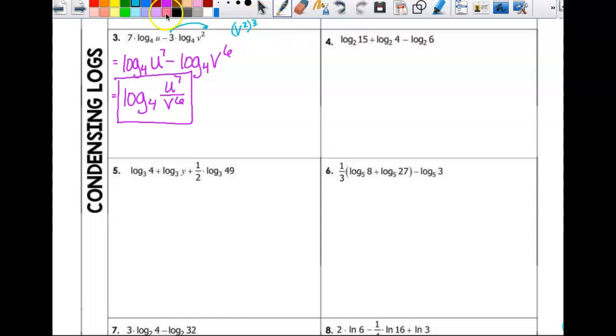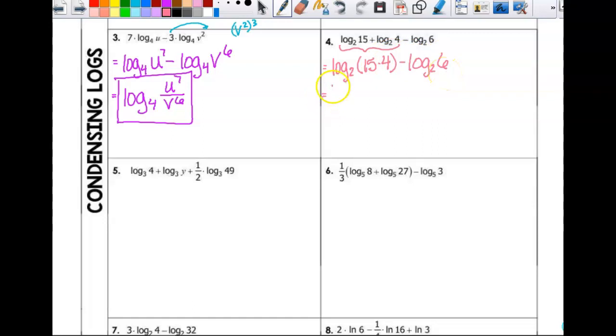All right, so let's look at number 4. Number 4, we got 3 things, and your order of operations rules, you just do addition and subtraction in the order you see it from left to right. So we're going to take care of these 2 here first. So this is going to give me log base 2 of 15 times 4 minus log base 2 of 6.